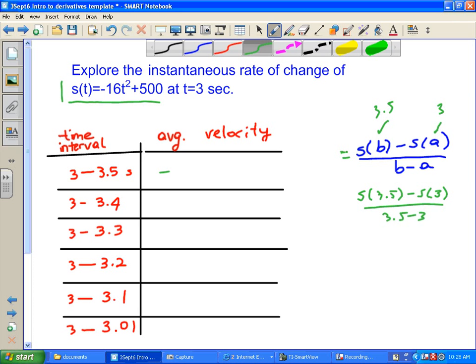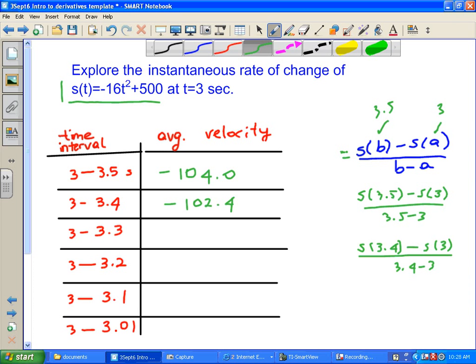Negative something. Negative 104, just exactly 104. Okay, very good. 104 feet per second. Okay, for the next group, what did you guys get? Negative 102.4. Would everybody agree in that group? How did you do it? You do s of 3.4, plug in 3.4 in your function, right? Minus, plug in 3 into your function, divided by 3.4 minus 3 seconds or 0.4 seconds. That will give you the answer.